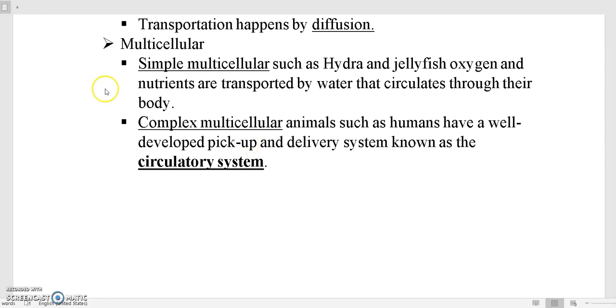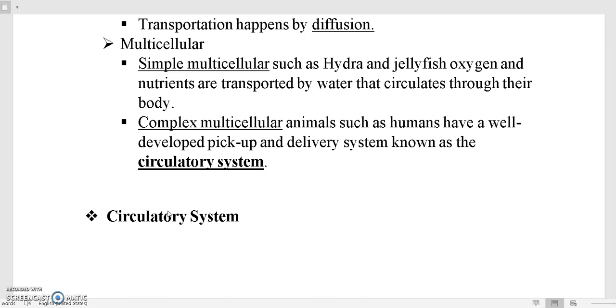Hello everyone. So now let's understand the circulatory system. We just talked about multicellular organisms. There are two categories: simple multicellular organisms and complex multicellular organisms. If we talk about complex multicellular organisms, we can take the example of human beings, of course, and we have a well-developed system for transportation of materials in our body, and that is the circulatory system. So now let's talk about this circulatory system in detail.